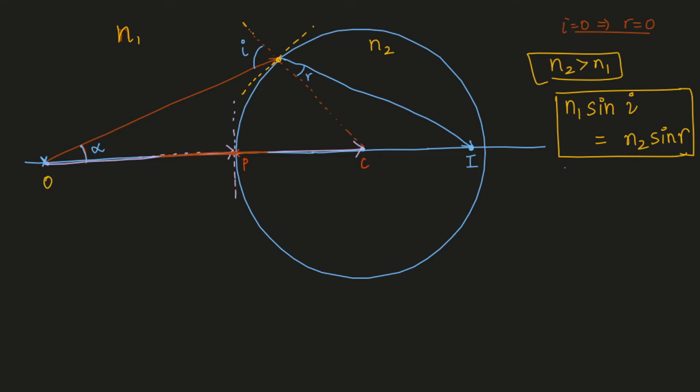Let us say the angle this image line ray makes with the principal axis is beta, and let us say that this angle is theta. What else can we do?